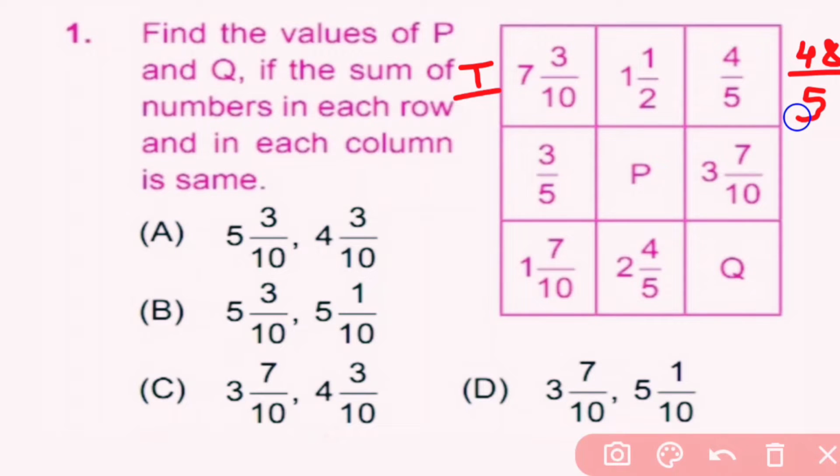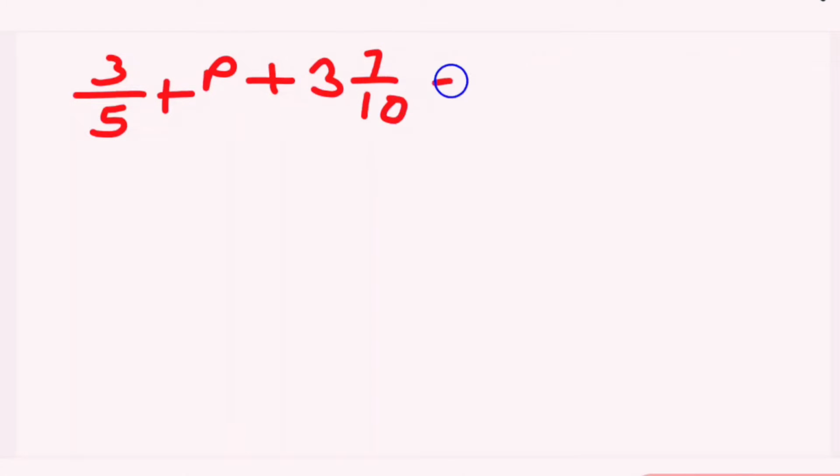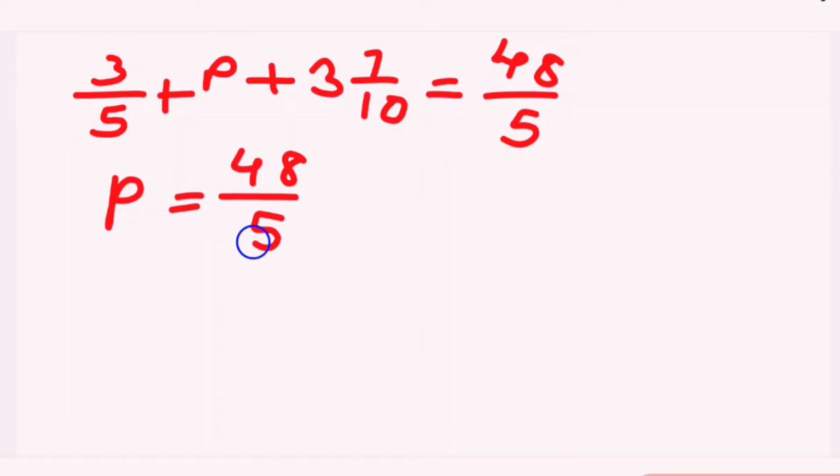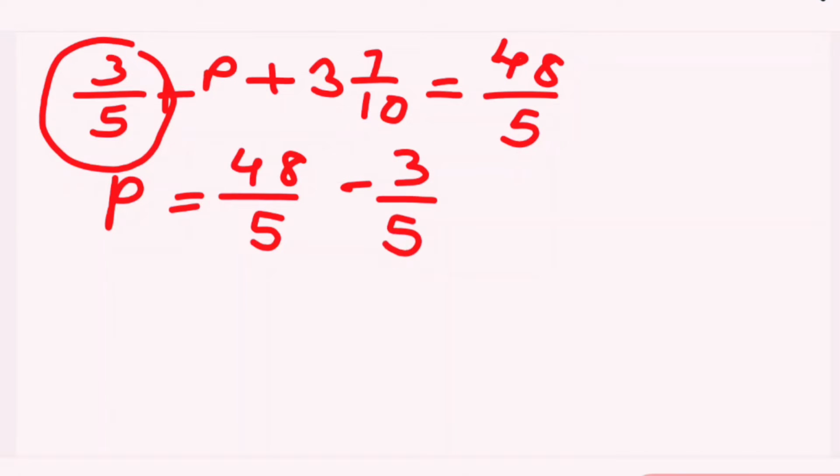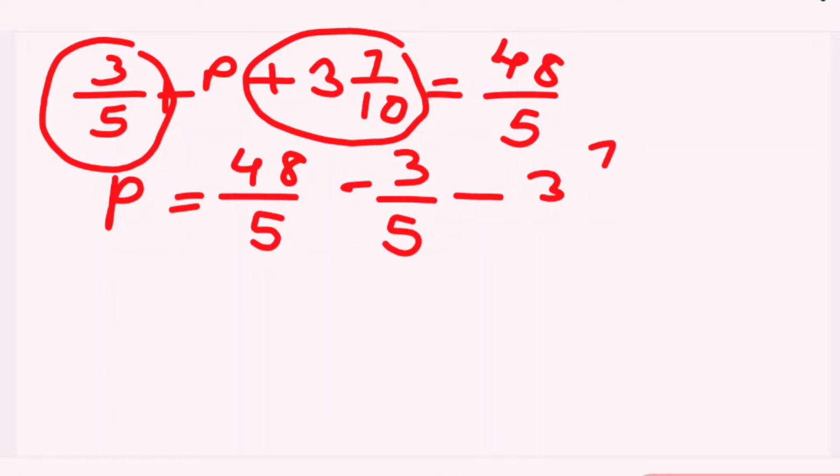Now using this value we find the value of P. Now we do the addition of the second row. So here 3 by 5 plus P plus 3 7 by 10 is equal to 48 by 5. So here P is equal to 48 by 5. Now this 3 by 5 becomes minus on this side, and this 3 7 by 10 also becomes minus on this side.